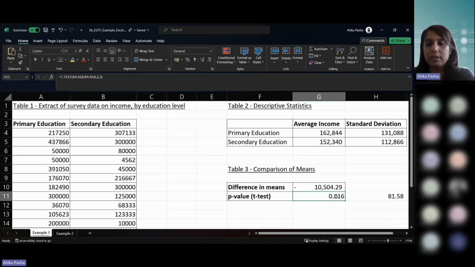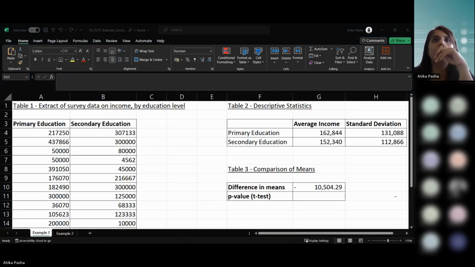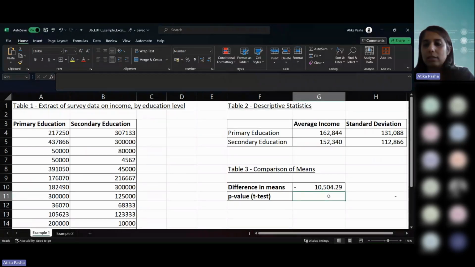So I'll just delete this here for now. Okay, so we want to calculate the t-test. It could be in any cell. I'm just doing it in this cell. Sorry, do you want the t-test or the p-value for the t-test? Let me check. I think it's the t-test. Yeah, the t-test. Okay. Yes. So let's look at that again.